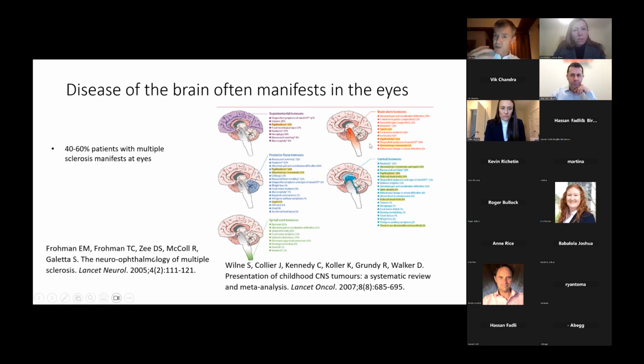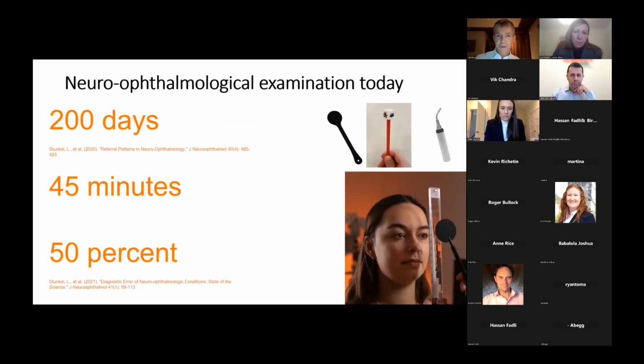So it is us neuro-ophthalmologists that are very often the first ones to see patients with multiple sclerosis or to establish the diagnosis. It's about the same for brain tumors, roughly half or a third, depending on what you count, of the brain tumors manifest at the level of the eyes. So maybe you see double or you don't see very well on one eye, and that may be the first symptom of a brain tumor.